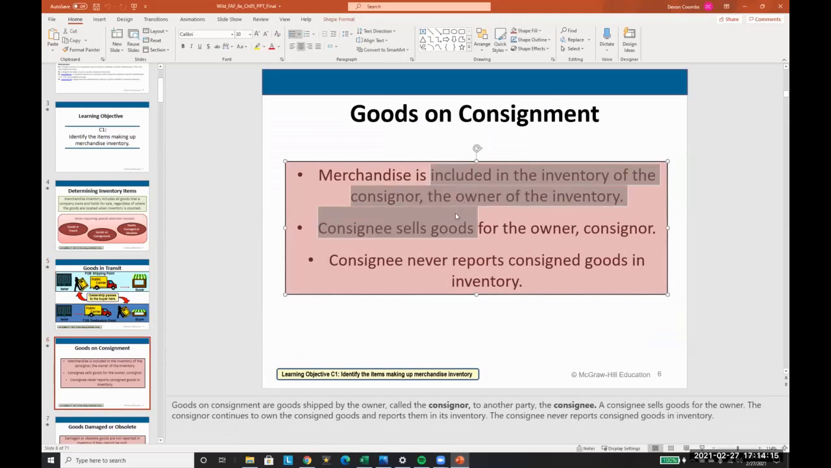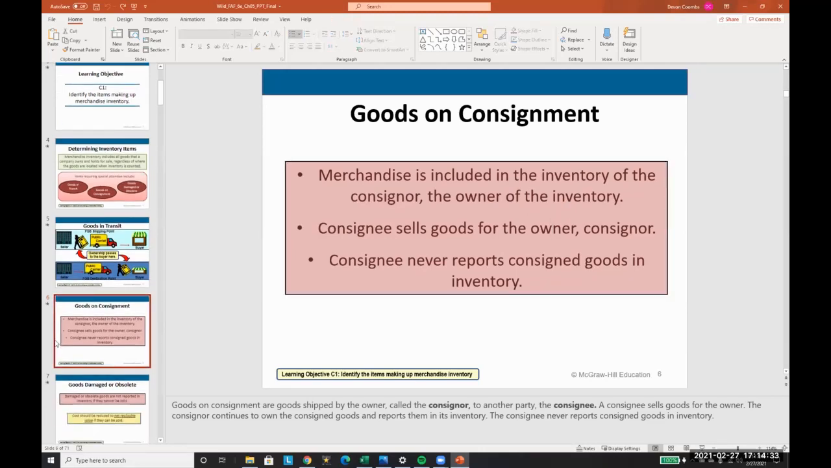Consignment, we talked about this, right? Merchandise is included in the inventory of the consignor, the owner of the inventory, not the consignee. So the consignor is the original owner of the inventory. The consignee is the one holding the inventory for sale. The consignee never considers it as inventory. And so this becomes interesting when we're thinking about transactions, right?